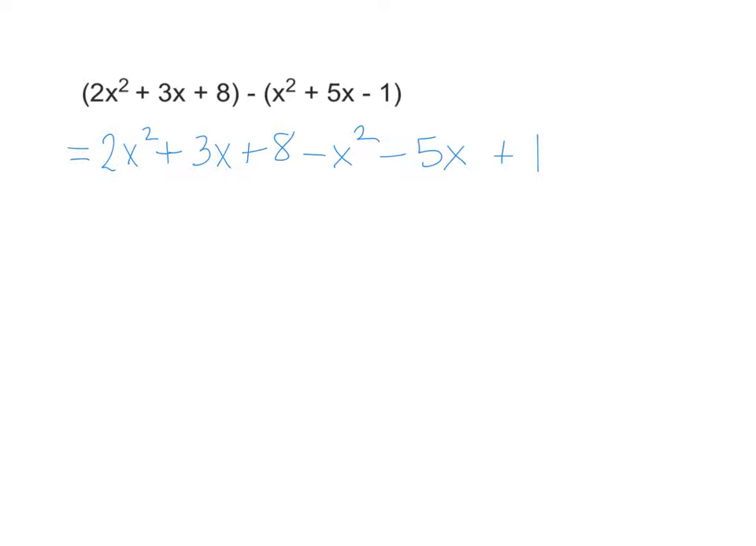And really the reason that that happens is because this is a negative 1 in front of it, and we multiply everything by negative 1. But you can just think of it, if you want, as switching the signs of those, and then start combining terms. So we have 2x squared minus x squared, which is 1x squared, and I'm not going to write the 1. And then I have 3x and negative 5x, so that's going to be negative 2x, and then 8 plus 1 is 9, and there's your answer.